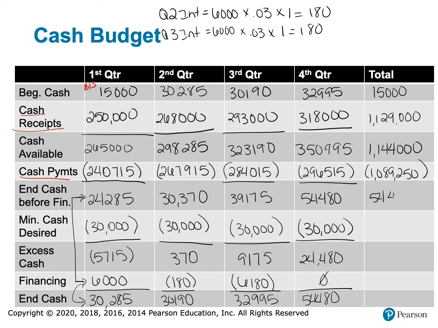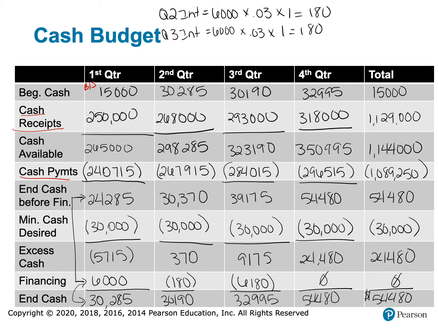My ending balance before financing is, remember, the year in review. So the ending balance is the balance at the end of the year, $54,480. My minimum cash balance is always the 30,000. It doesn't get added up. So that leaves me with my excess cash at the end of the year of 24,480. And then I wind up with my financing at the end is 0 and my ending cash is the 54,480.